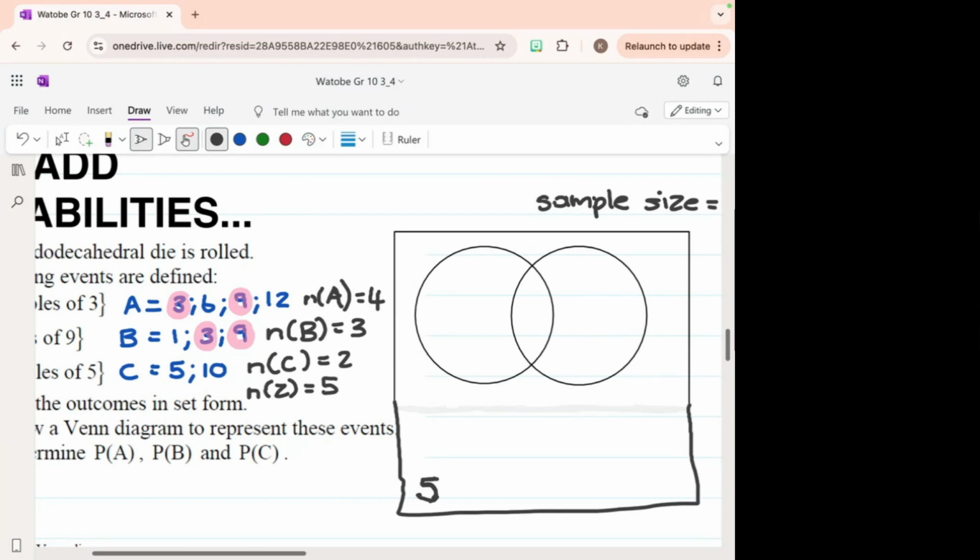Right. Now, we saw that our pink highlighter told us that there was some overlap. So literally, here's my pink highlighter part. All right. For my pink highlighter part, how many numbers are overlapping? 3's overlapping and 9's overlapping. So what needs to be in the center here? I need to have 2.